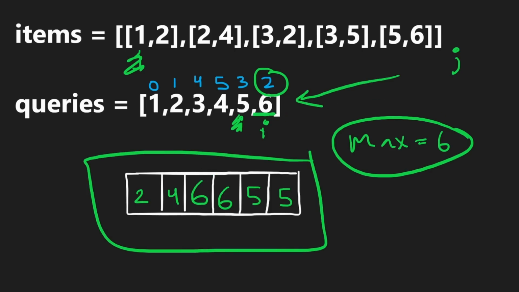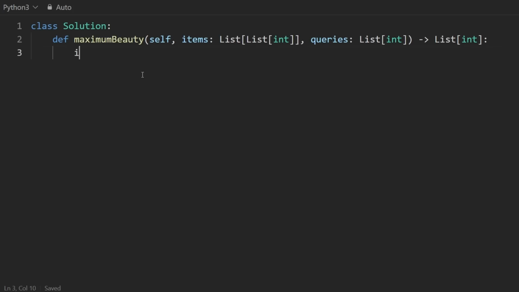Let's code it up now. We want to sort the 2 input arrays. We can just take items and sort it by default, because in Python, this will sort in place. And since this is a tuple, we know that tuple represents the price and the beauty. It will sort it based on the first value in that tuple. It's not a tuple, it's an array, but it's just a pair.